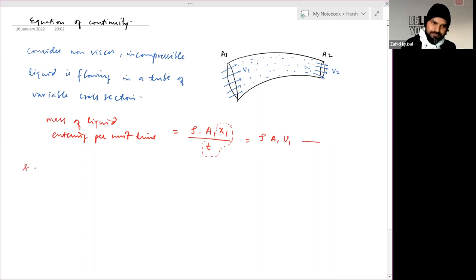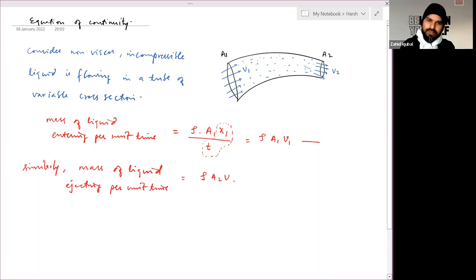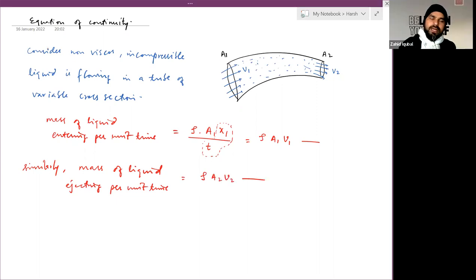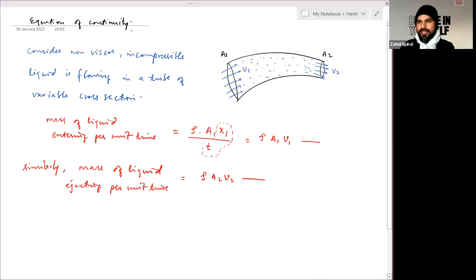Similarly, we may write the mass of liquid ejecting per unit time. So it will be equal to rho A V2. Now, according to conservation of matter, the total amount of liquid entering from one end must be equal to the total amount of liquid ejecting out from the other end. Is it clear? Yes, sir.